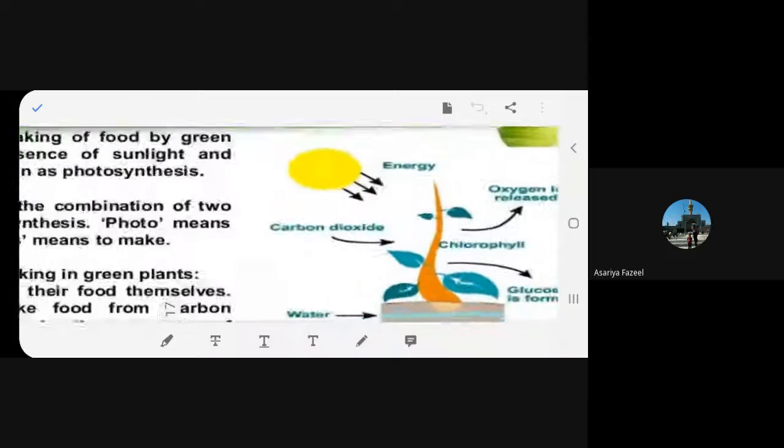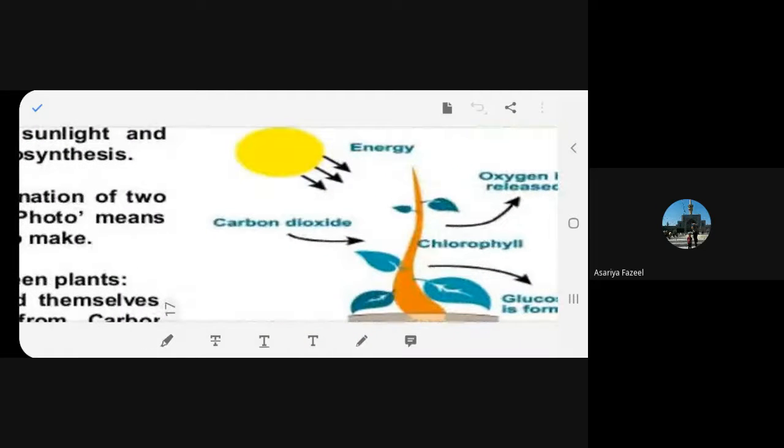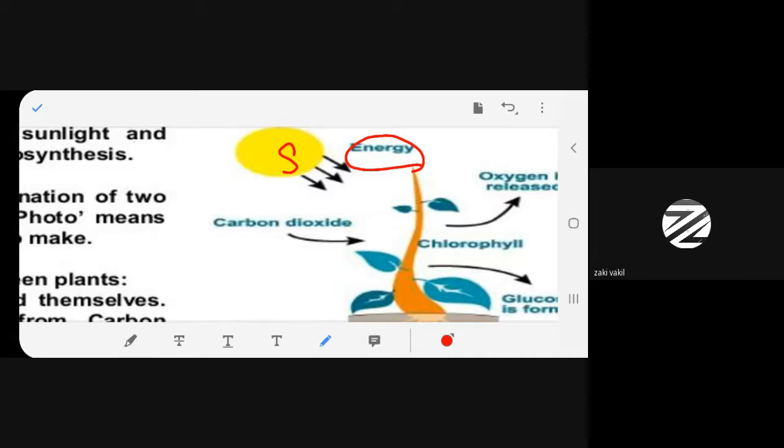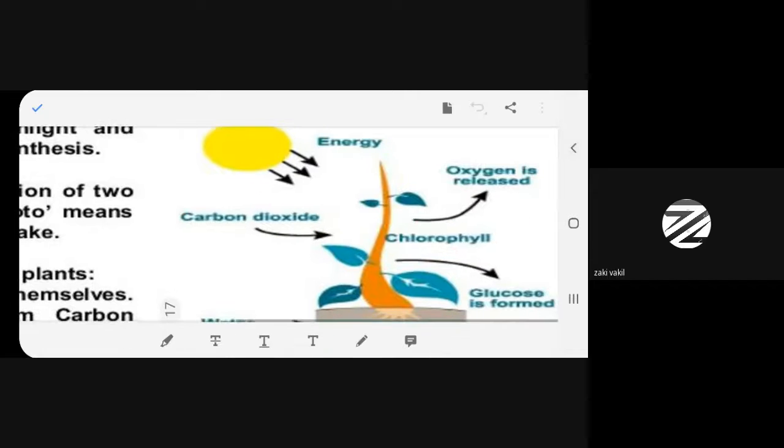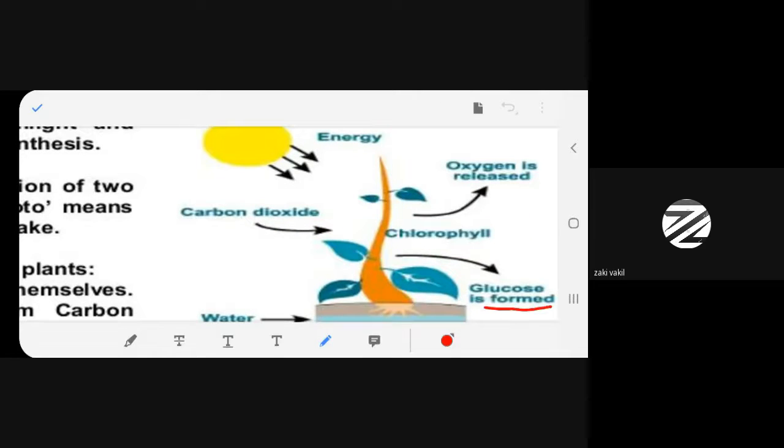Okay, now look over here. Energy. Which energy are we talking about? Sun energy, or sunlight, right? Which one is taking? The leaf is taking. So the leaf is taking what? Carbon dioxide from the atmosphere, sunlight energy, and it has got chlorophyll. Yes or no? Yes. So it is preparing glucose, that is sugar.